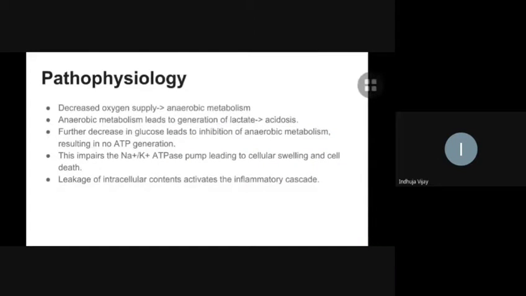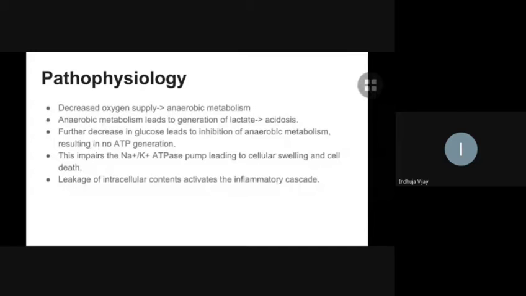Oxygen supply, our body cells will tend to utilize glucose by anaerobic metabolism. The end product would be lactate. Okay, and this lactate will contribute to the acidosis which occurs in shock. And then there'll be further depletion of glucose due to the utilization, and this will lead to a point of time where there'll be no ATP generation. Even anaerobic metabolism doesn't occur, and there is no ATP generation.